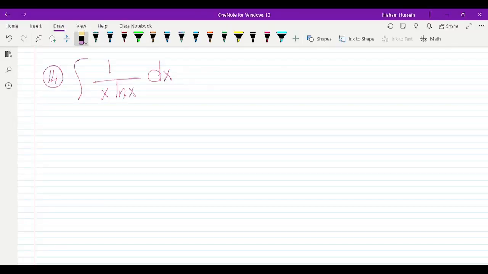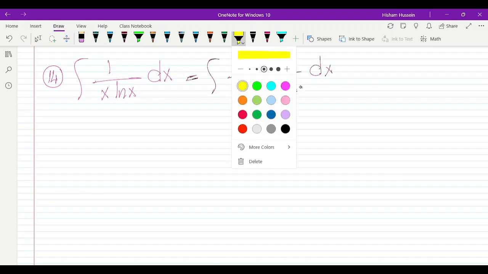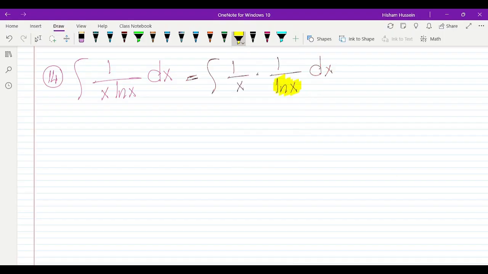What about this function? Here we have 1 over x times ln x. How can we evaluate this function? Do the same as we did before, which is to split the function into a product of two functions. It can be rewritten as 1 over x times 1 over ln x dx. Okay, ln x. What's the derivative of ln x? Simply its derivative is 1 over x, and here this 1 over x already exists. So it's proper to rearrange the function as 1 over ln x times 1 over x dx.